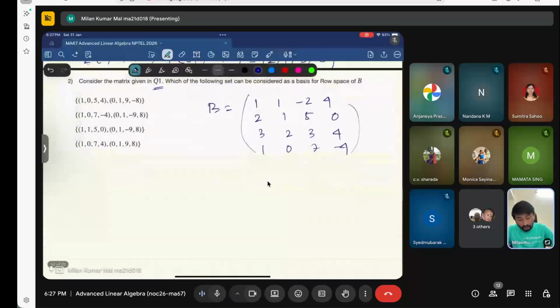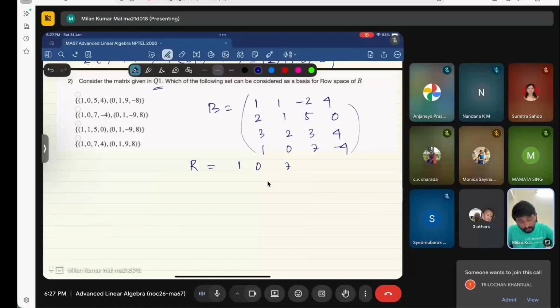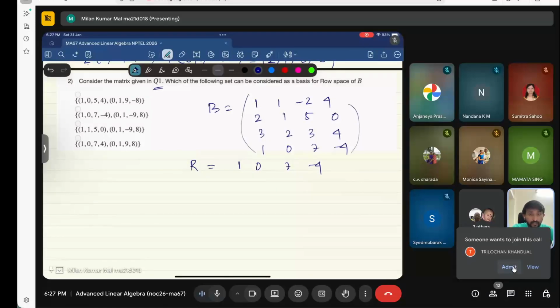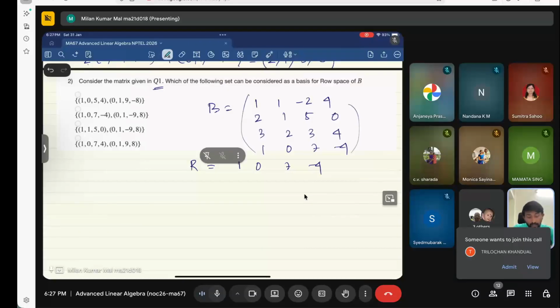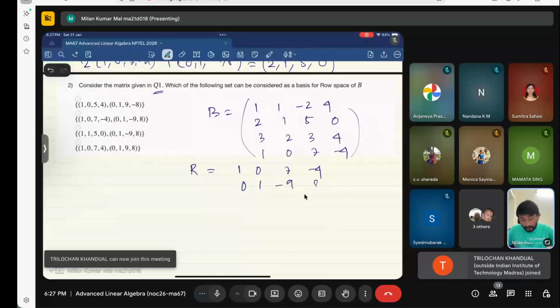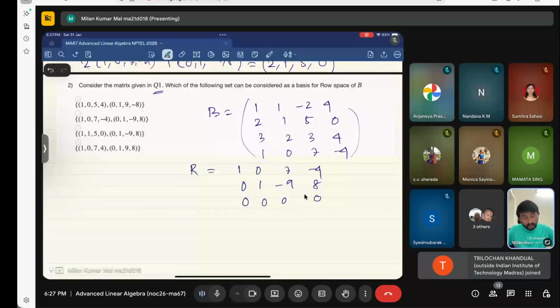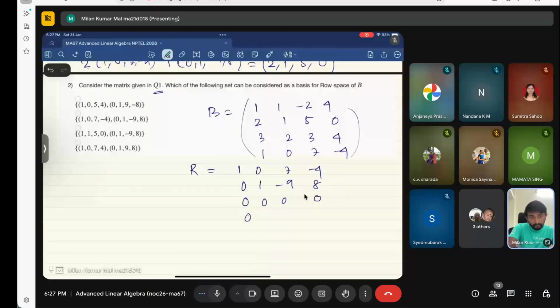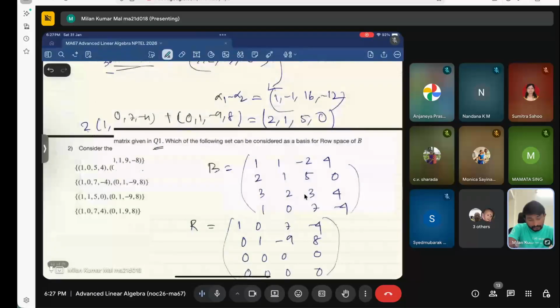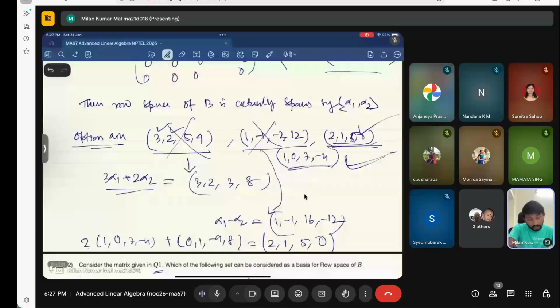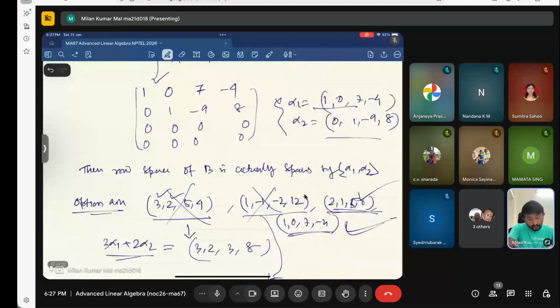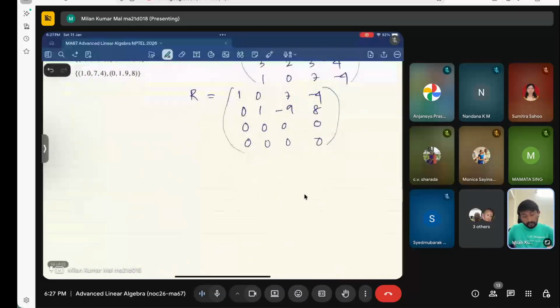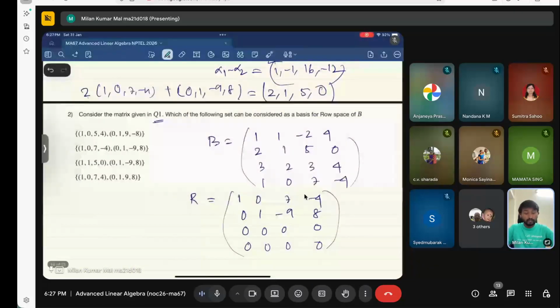And what is the row reduced matrix? The row reduced matrix R was actually 1, 0, 7, minus 4. This is the row reduced matrix. And another row was 0, 1, minus 9, 8, then 0, 0, 0, 0, 0, 0, 0, 0. So these are the terms. I hope I have written correctly: 1, 0, 7, minus 4, 0, 1, minus 9, 8. Okay. So this is the row reduced form. So how things will become very easy right now if you have the row reduced form.